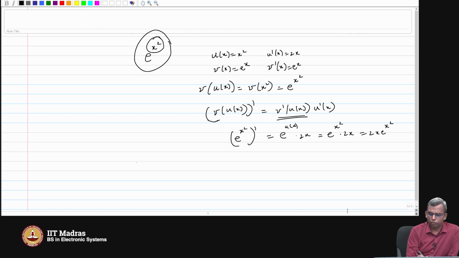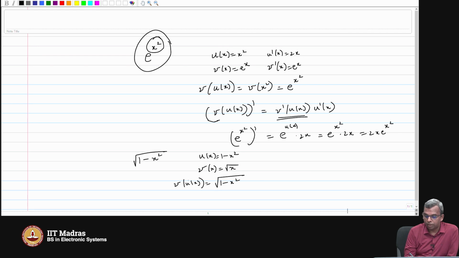There are many formulae like this. For instance, if you have square root of 1 minus x squared, this is a very common function. u of x is 1 minus x squared, and v of x is square root of x. You see clearly v of u of x is square root of 1 minus x squared. In v of x, wherever you have x, you put u of x, which is 1 minus x squared. So, the square root of 1 minus x squared. What will be the derivative of v of u of x? It's v prime of u of x times u prime of x, isn't it?